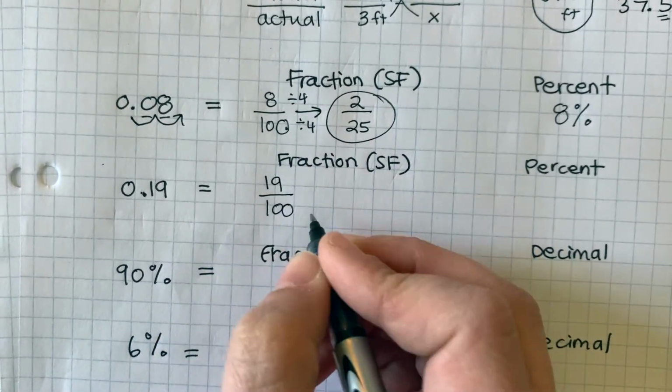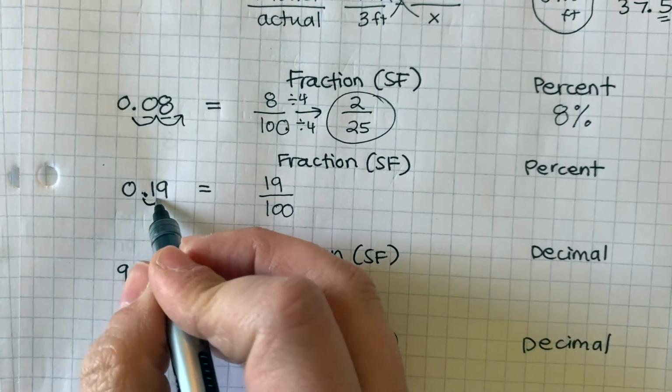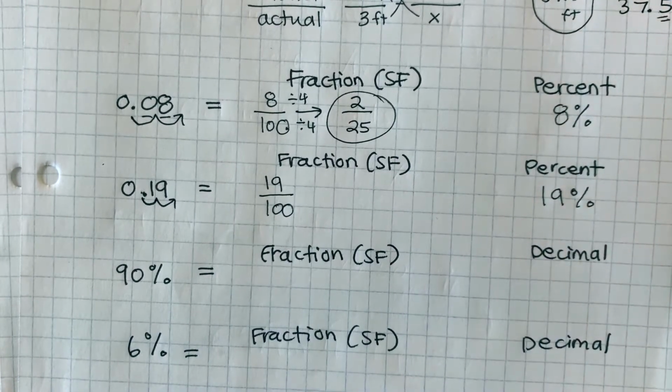All right, 19 hundredths. That is in simplest form. What is 19 hundredths as a percent? I move the decimal twice. 1, 2. It is 19%, just like that.